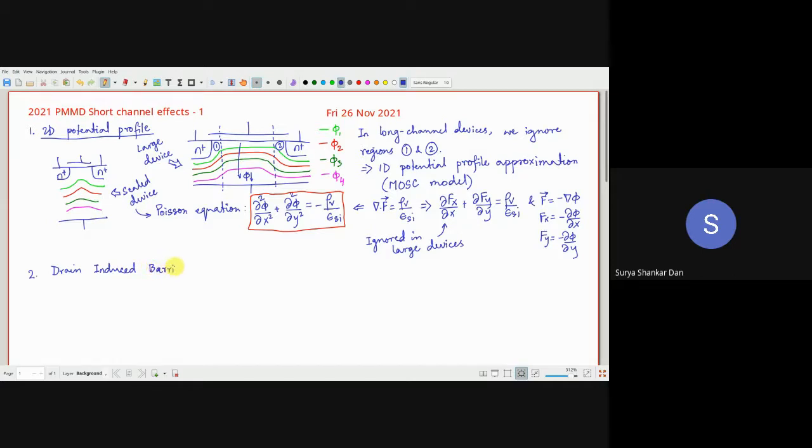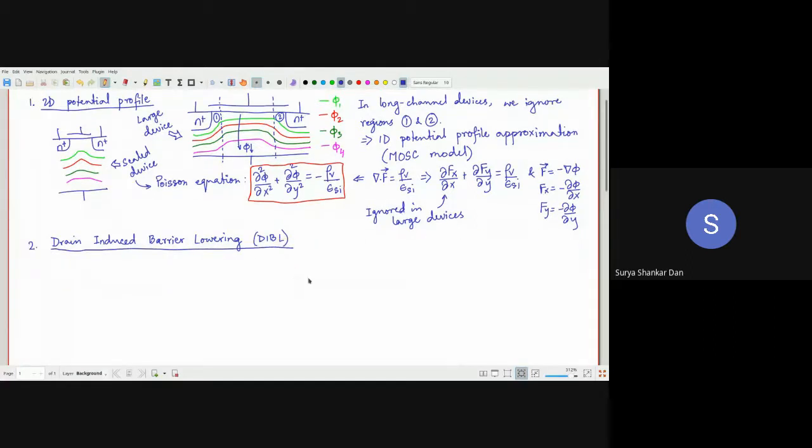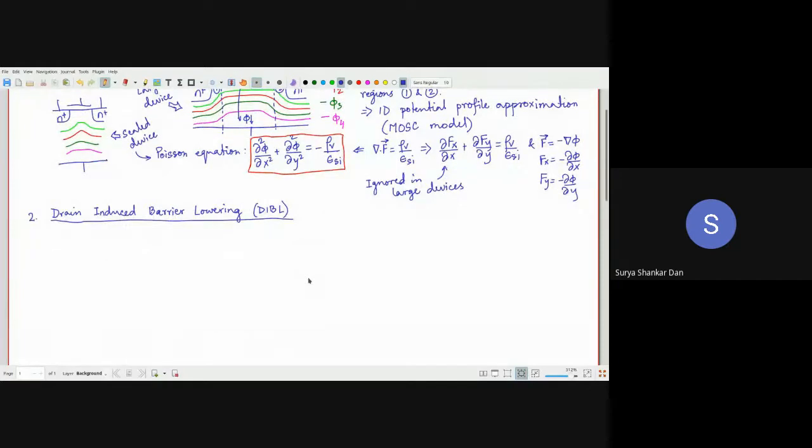Can anyone tell me about this? What do you, because this is a very famous term. So many of you might have learned in your BTech. DIBL. Can anybody explain this?